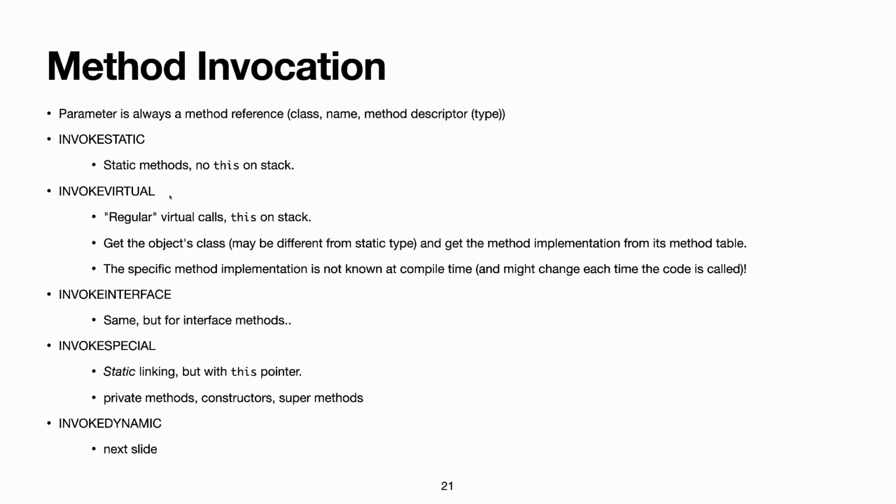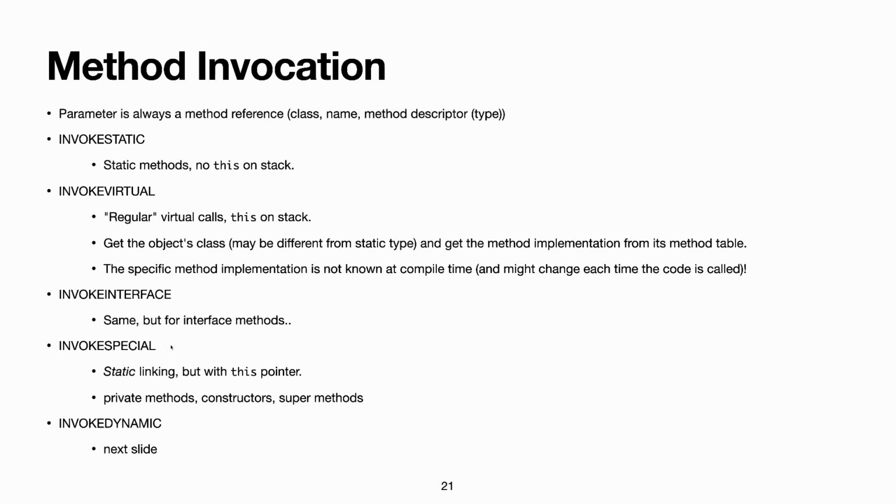For instance, the object might be typed as a Java Long object, and we're going to call the toString method in it. Well, a different method will be called if the object is a string or if it's a list. There is no way to know until the code is run, and it might even be different each time the code is run. Next, invoke interface is the same as invoke virtual. The difference here is that the lookup is a bit more difficult and it's also a bit more costly because you can only inherit from one superclass in Java, but you can implement multiple interfaces, and that does make the lookup more difficult.